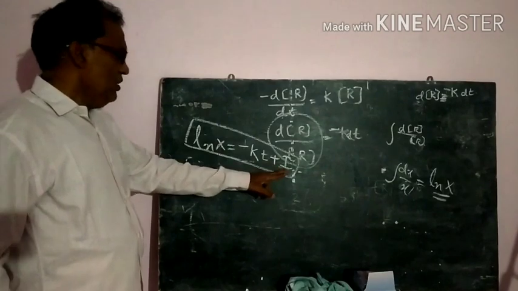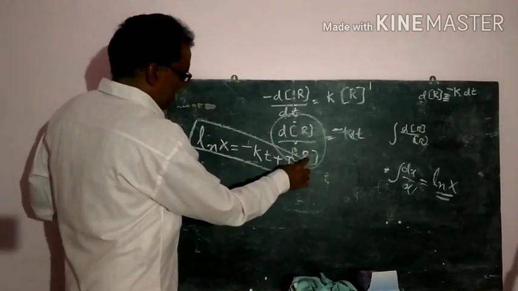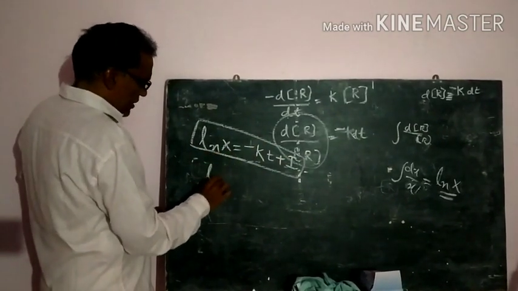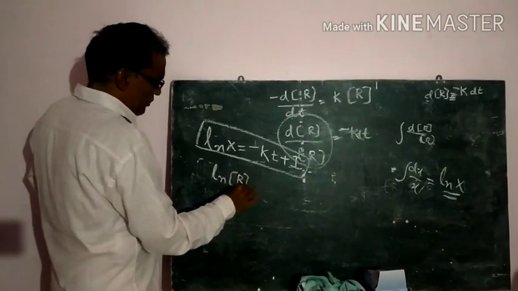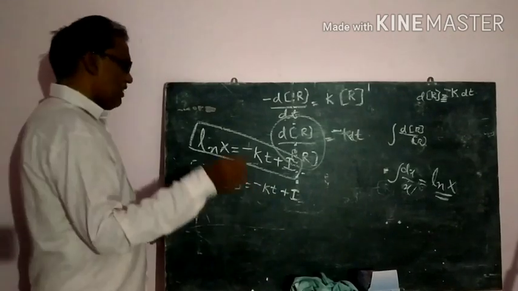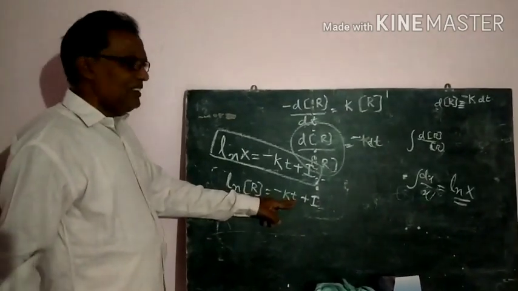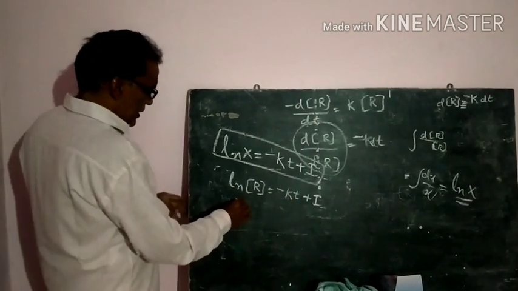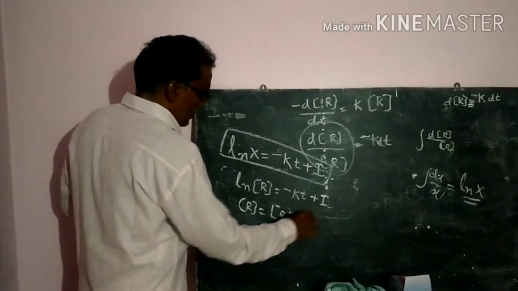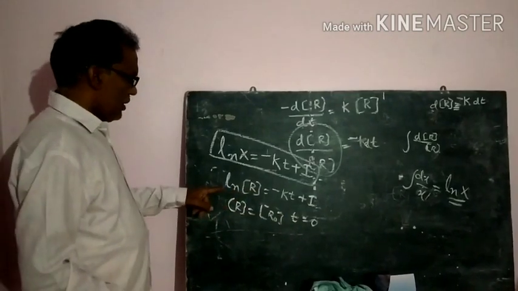Then from this one you have to calculate the I value. So we are using R as the reactant concentration. It can be written as natural logarithm of concentration of reactants is equal to minus kt plus I. From this again we have to calculate. If R is equal to R0, the initial concentration, and t is 0 seconds. If you substitute, that means concentration of R is equal to initial concentration R0 where time is equal to 0. Substitute these two values, what will you get?